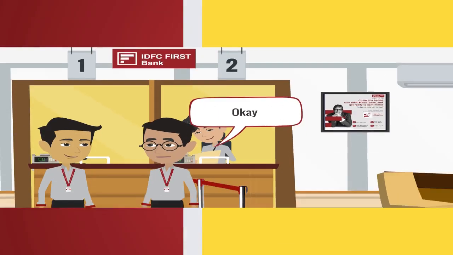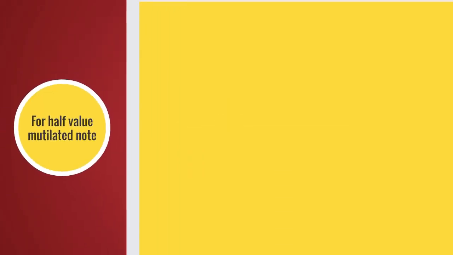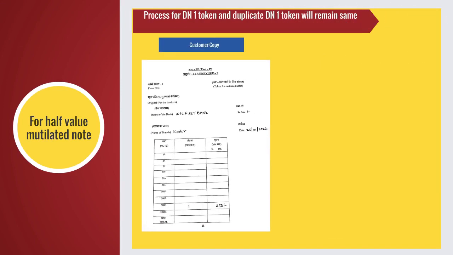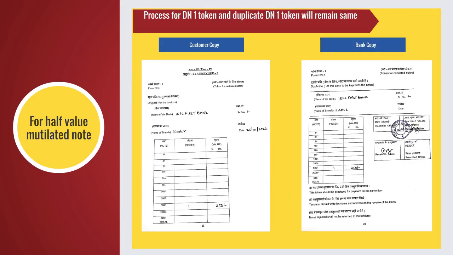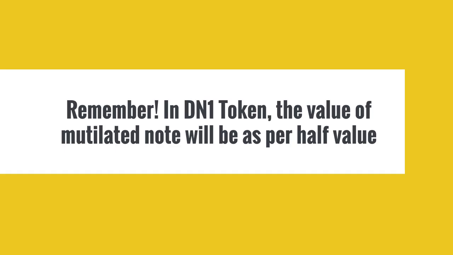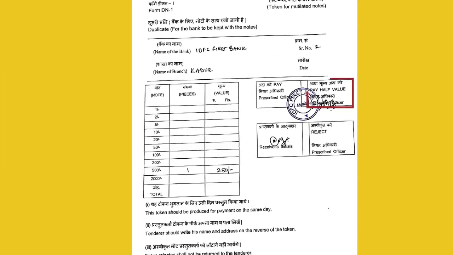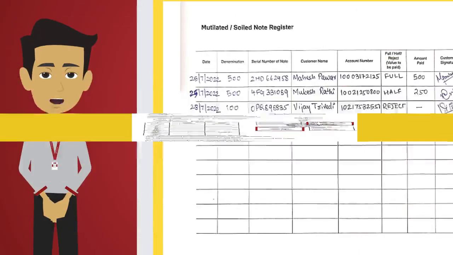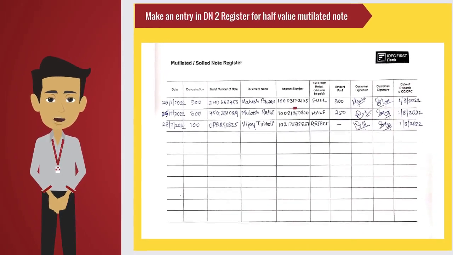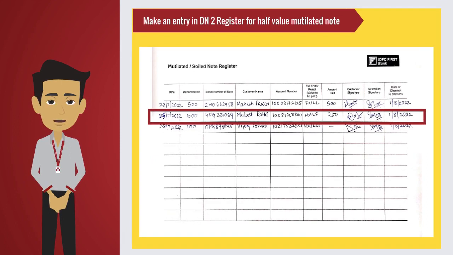Okay. For a half value mutilated note, the process for DN1 token and duplicate DN1 token will remain the same as for a full value mutilated note. Remember, in the DN1 token, the value of the mutilated note will be as per half value, and in the duplicate of DN1, select the right top box for half value and take the customer signature in the left bottom box. After that, in the DN2 register, make an entry for the half value mutilated note.